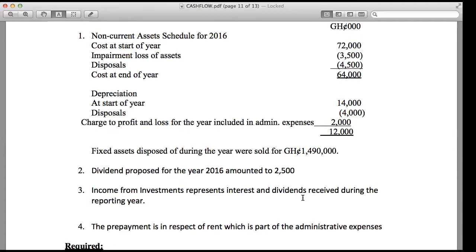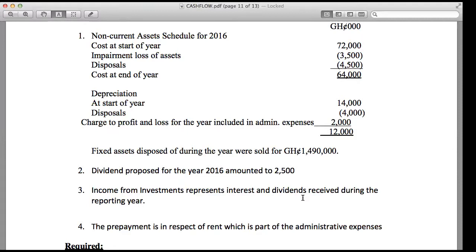Good, because according to cash flow, dividend and interest received, in fact, the other income received, is supposed to form part of investing, not the operating activity. So we will have to reverse it. Okay.